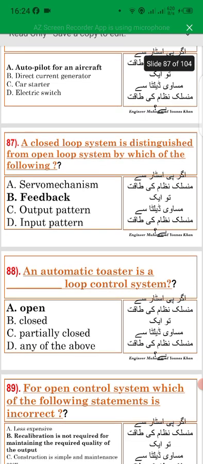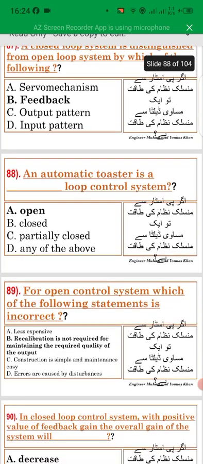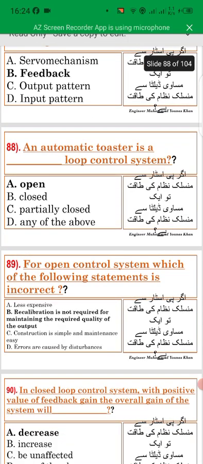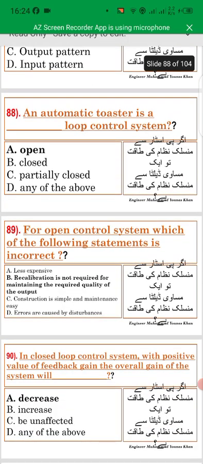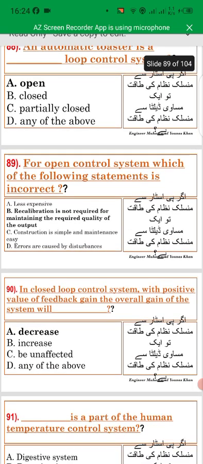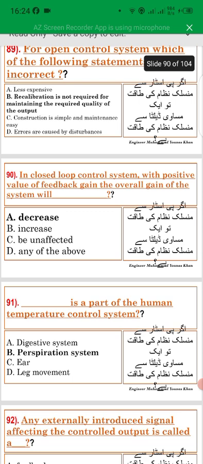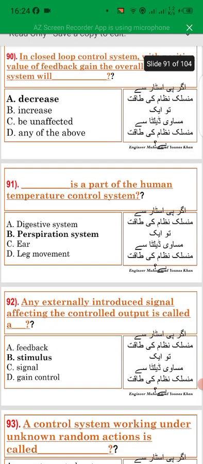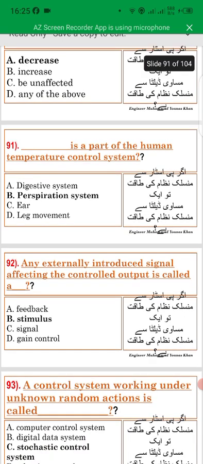A closed loop system is distinguished from open loop system by which of the following? Feedback. An automatic toaster is an open loop control system. For open loop control system, which of the following statements is correct? Recalibration is not required for maintaining the required quality of the output. In closed loop control system, with the positive value of feedback gain, the overall gain of the system will decrease. Perspiration system is a part of the human temperature control system.